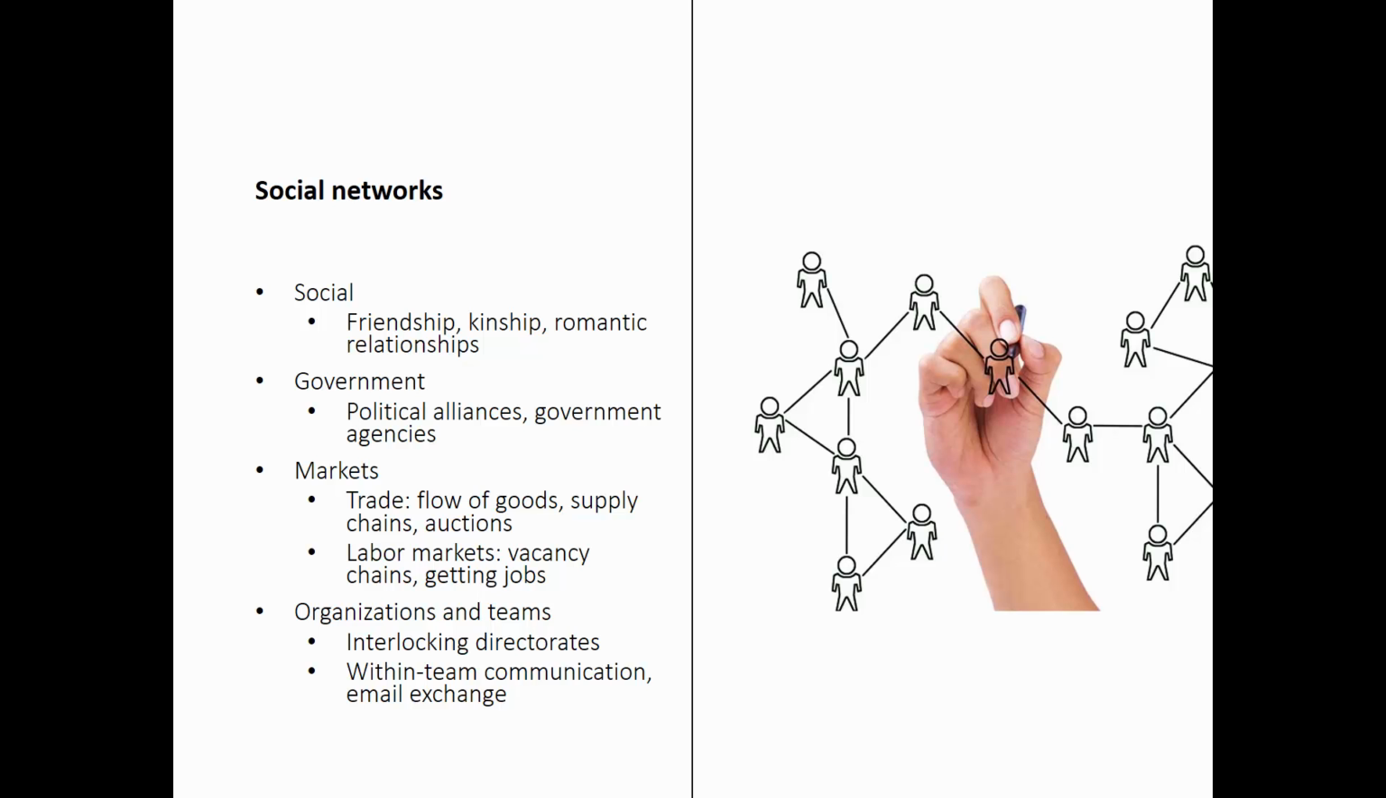It's one of those things where some people sit on the board of one company, and then some other people from that company sit on the board of another company, and so on. That's sort of how boards are interlocked. That's what we call interlocking directorates. Or you can look at within-team communications, email exchange, those sorts of networks as well.